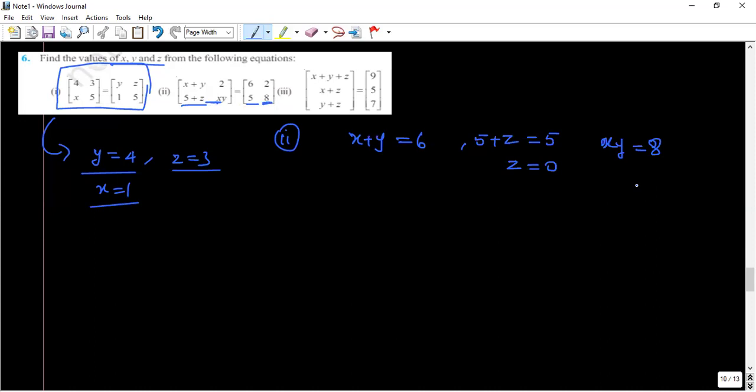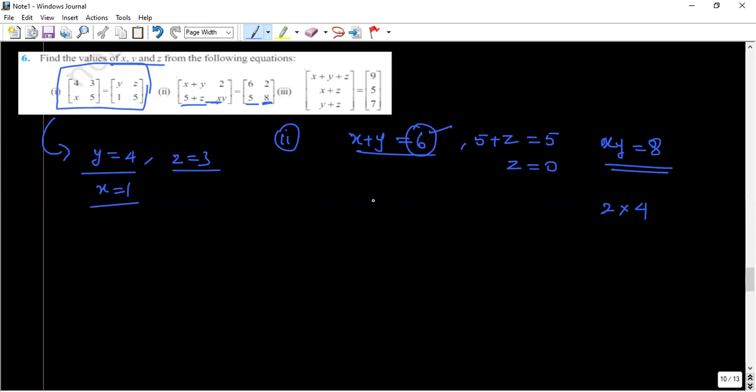And what we can do here is, x plus y is 6 and xy is 8. What should we do with this? How can we find out the answer? Just think once. If you add two numbers, you need to get 6. If you multiply the same two numbers, you need to get 8. What are the possibilities that you have? If I take such a combination, I'll get 2 and 4. If I multiply them, I'll get 8. If I add them, I'll get 6.